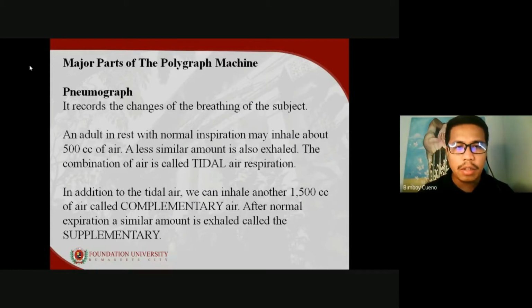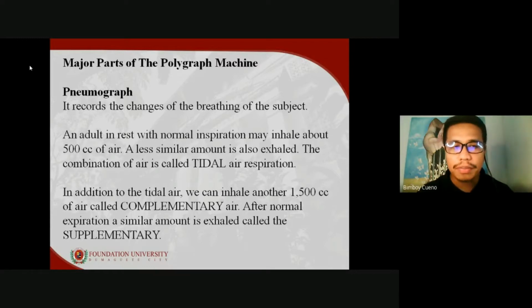An adult in rest with normal inspiration may inhale about 500 cc of air. A similar amount is also exhaled. So ang combination sa inhalation and exhalation would equal to what we call as respiration. In addition to the tidal air, we can inhale another 1,500 cc of air, we call this one as complementary air. After normal expiration, we say expiration, kanang pagginhawa nimo, a similar amount is exhaled. Ang tawag ani is supplementary air.